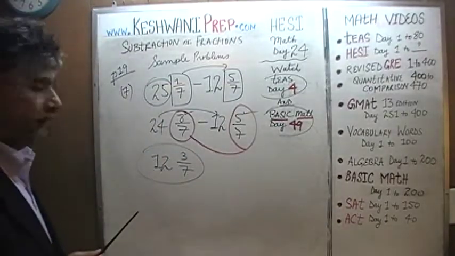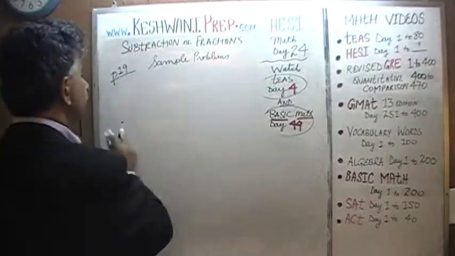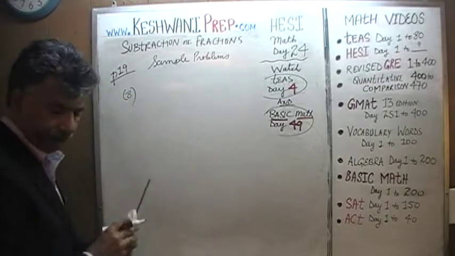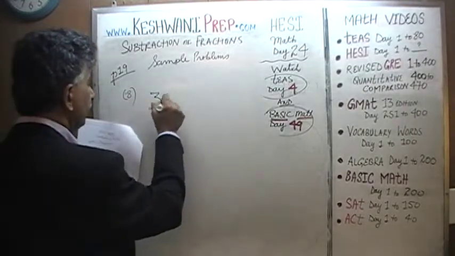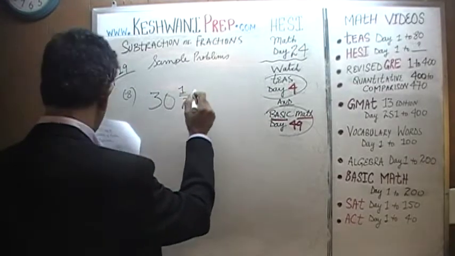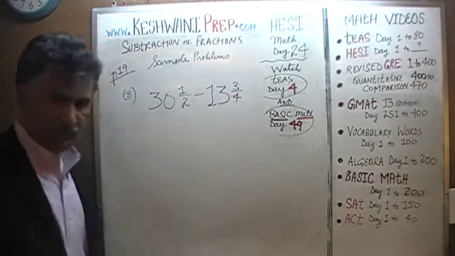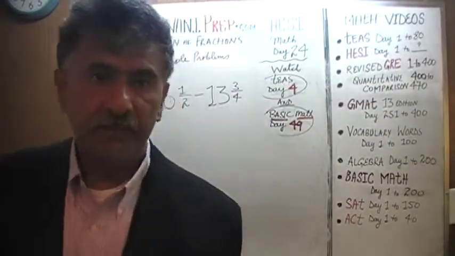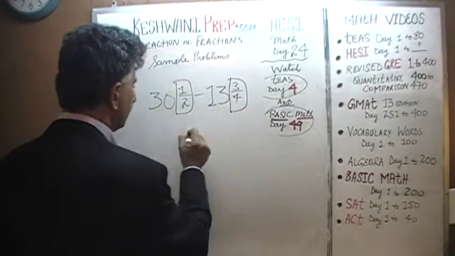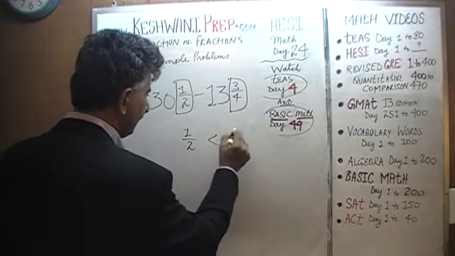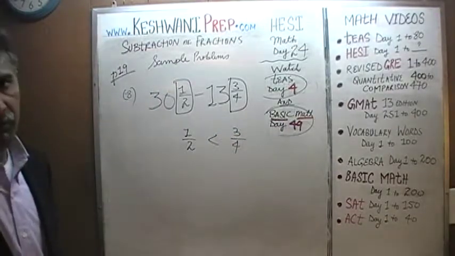Number 8, we need the room obviously. We have 30 and a half minus 13 and 3/4. We have the same exact problem as before. If you look at the fractions here, we have a half and here we have 3/4. We know a half is less than 3/4. We cannot subtract 3/4 from a half. We're going to have to do some manipulation.